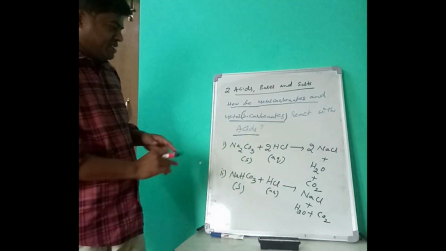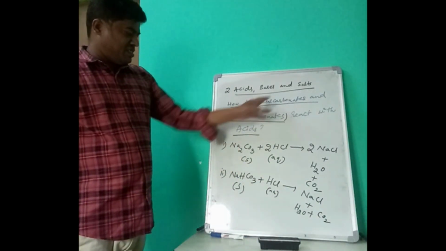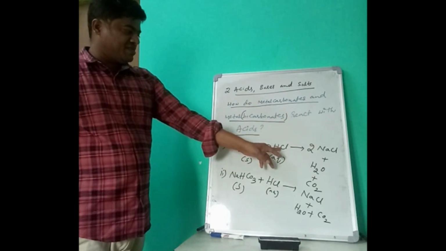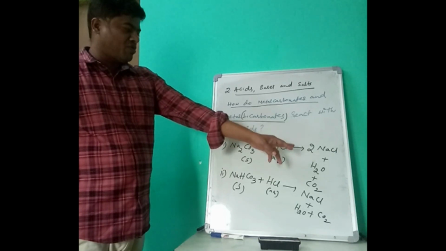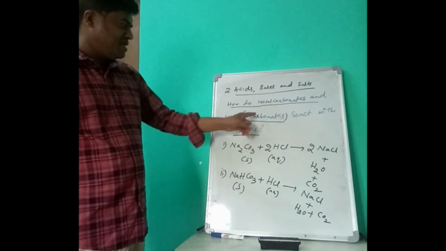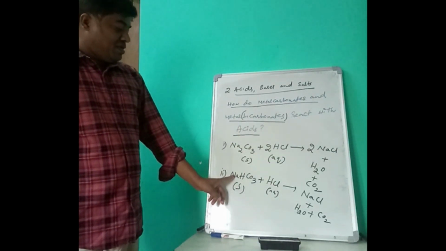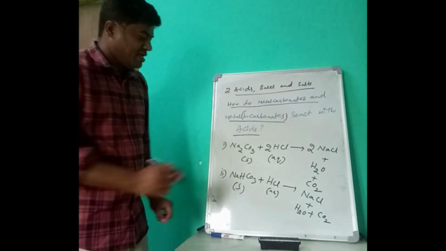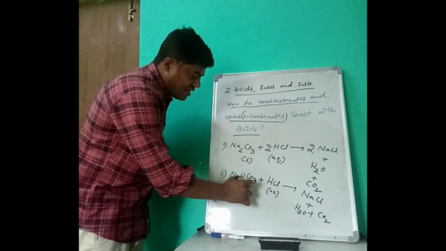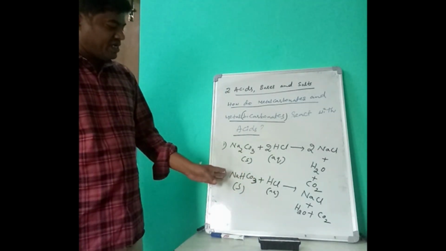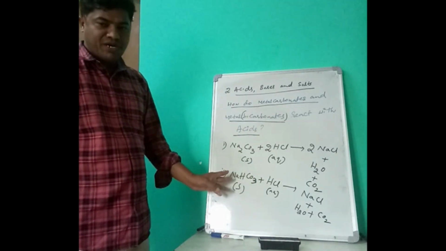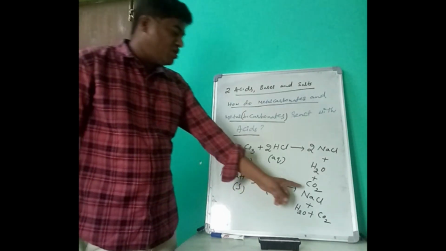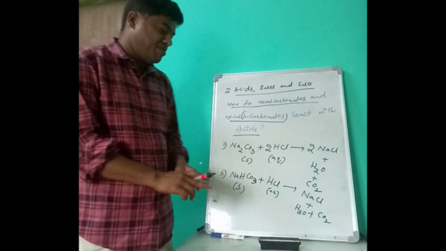In both the reactions, sodium carbonate, a metal carbonate, reacts with acid to give salt, sodium chloride, water and carbon dioxide gas. Among metal bicarbonates, sodium is a metal and HCO3 is a bicarbonate or hydrogen carbonate, you can call it as you like. Sodium hydrogen carbonate or sodium bicarbonate reacts with HCl to give sodium chloride, water plus carbon dioxide gas.